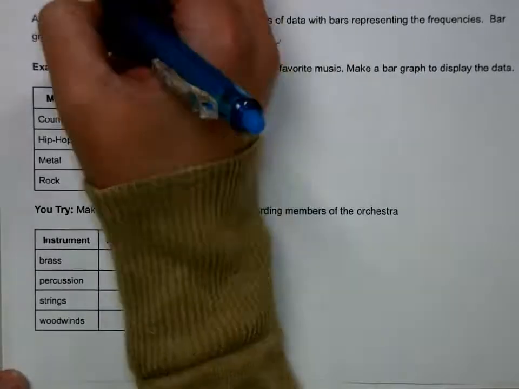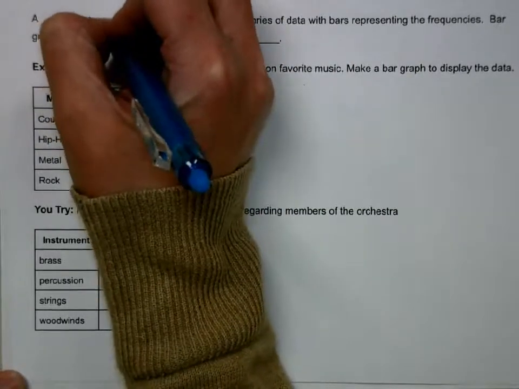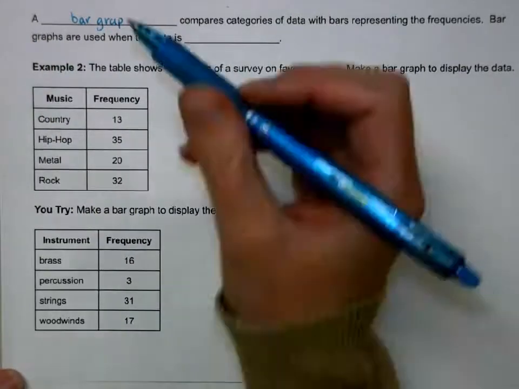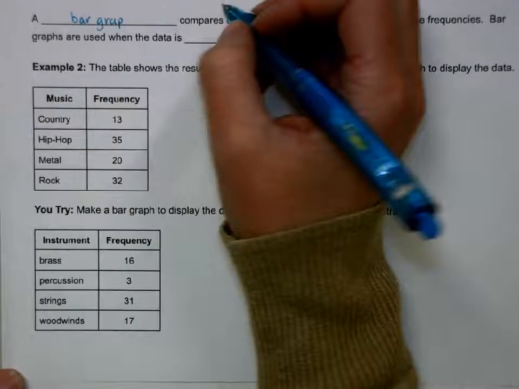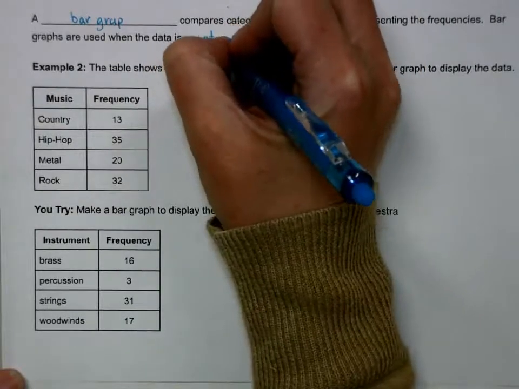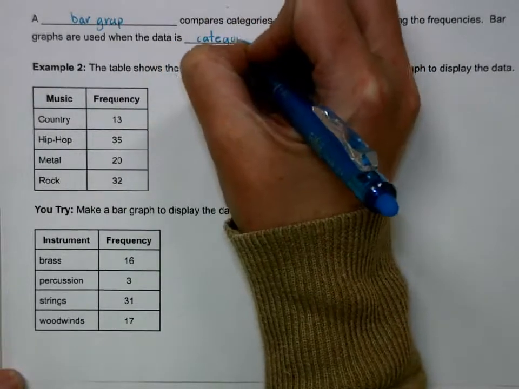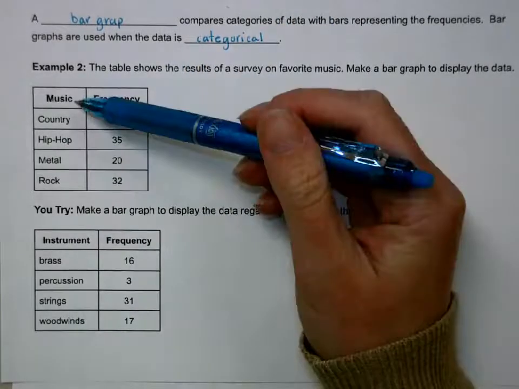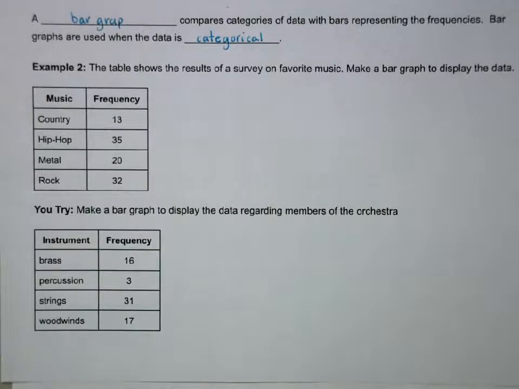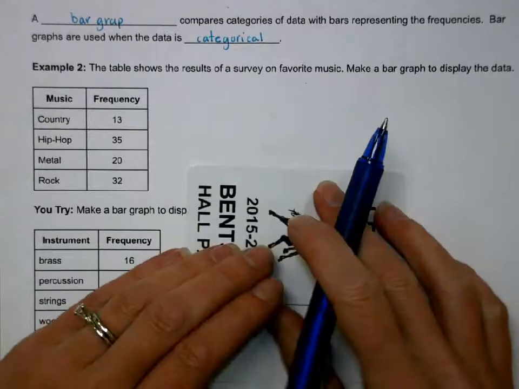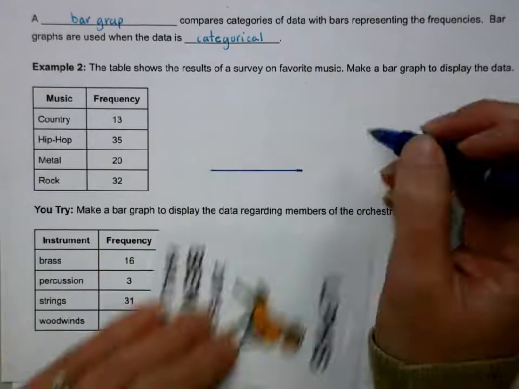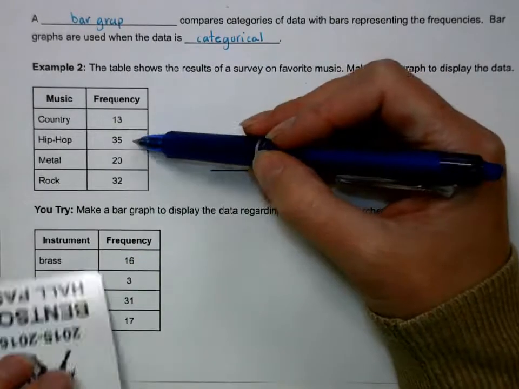Okay, the next type of graph we're going to look at is a bar graph. A bar graph compares categories of data. Bar graphs are used when the data is categorical. So we have different categories. We're going to put those categories on the horizontal axis here, and then vertically we want to go up to at least 35.